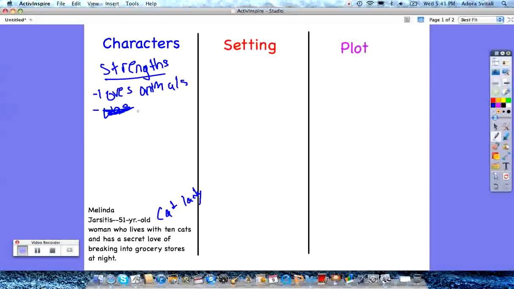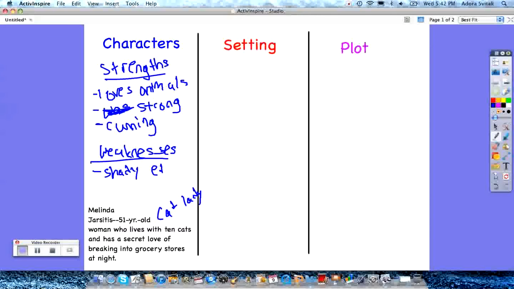Okay, loves animals, other strengths, strong and cunning, which indicates a little bit of something dangerous, maybe, kind of like Slytherin, cunning, or sly. Weaknesses, shady ethics. As you can see really from the kind of secret love of breaking into grocery stores, that's not very ethical, is it? She doesn't have a good sense of right or wrong. So, as you can see from my crappy handwriting, Melinda Jarositis, 51-year-old woman who lives with 10 cats, has a secret love of breaking into grocery stores at night, loves animals, very strong woman, cunning, weakness, has shady ethics.